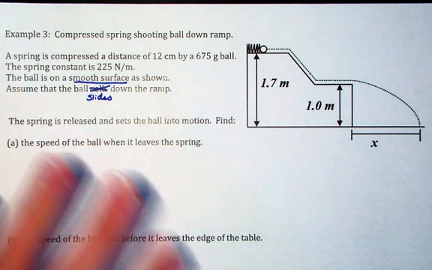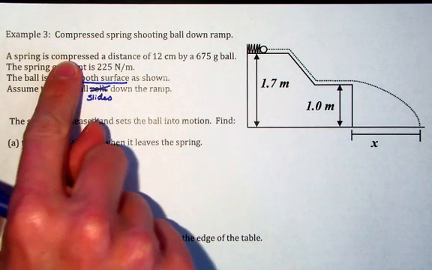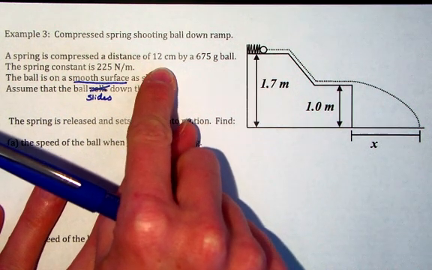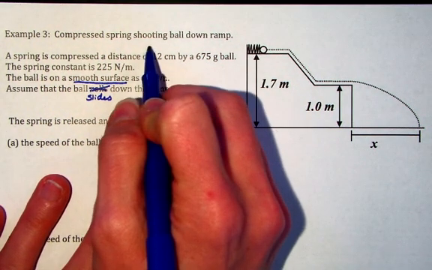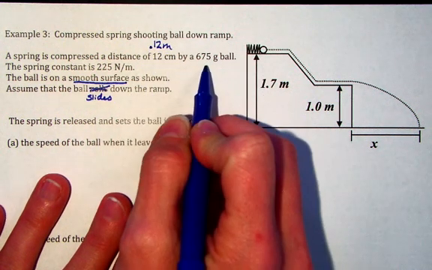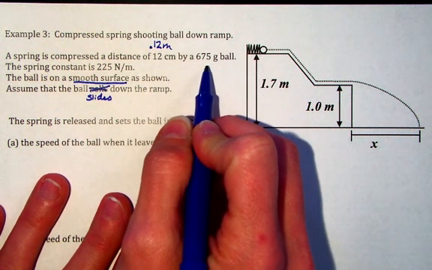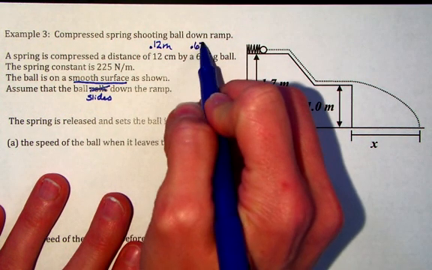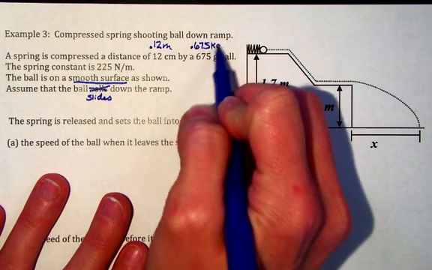Okay, so we have a spring compressed a distance of 12 centimeters. What should we do to that? So we get 0.12 meters, and 675 grams is actually 0.675 kilograms.